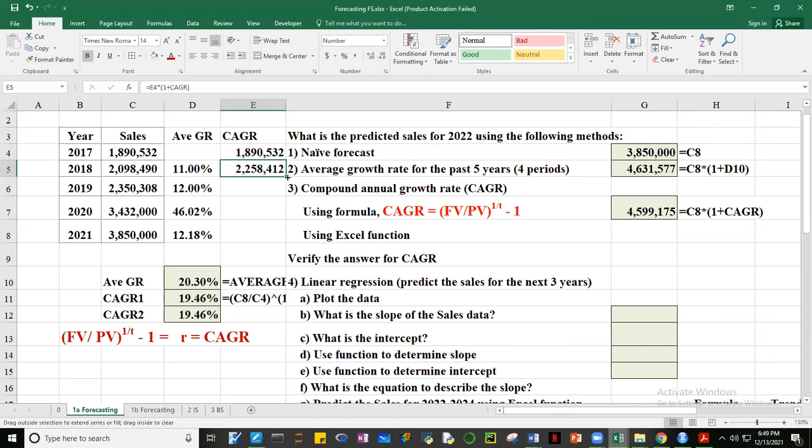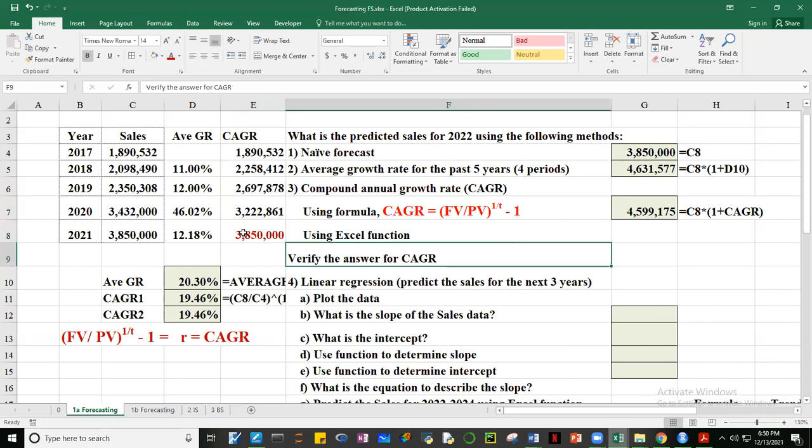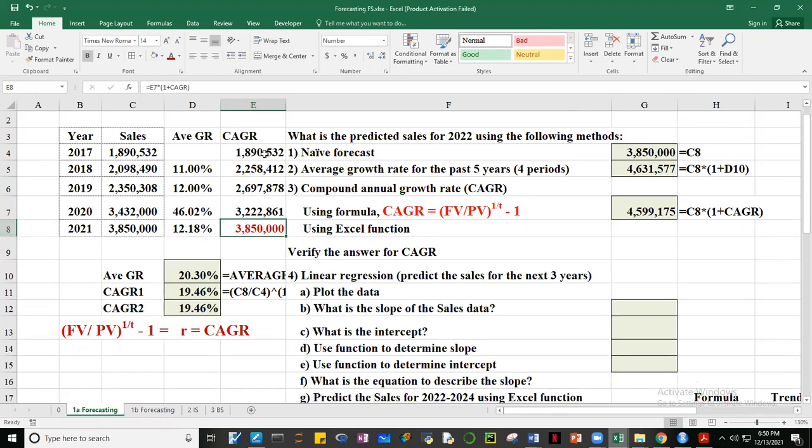And then we copy the same formula to 2019, 2020, and finally 2021. Okay, there guys, take a look. How much will be our sales in 2021 if starting with 2017 at 1,890,532, we let it grow by the CAGR, which is 19.46%. Okay, you can see here, guys, that the sale ends in 3850, diba? Which is exactly the sales for 2021.